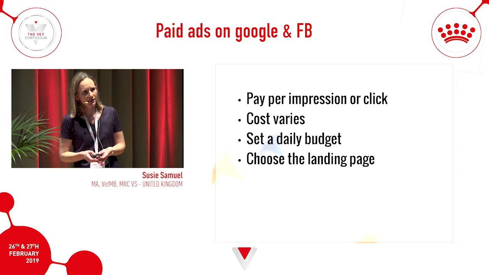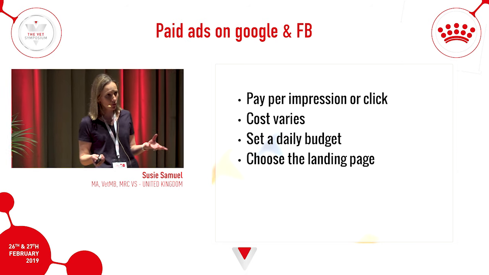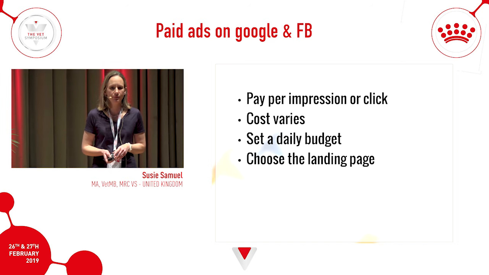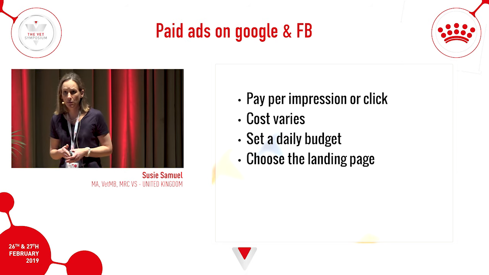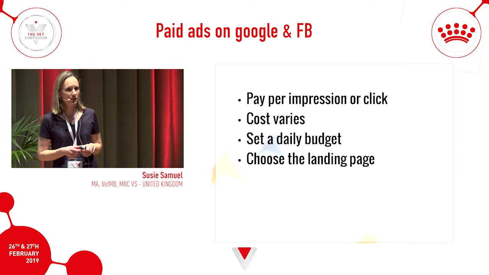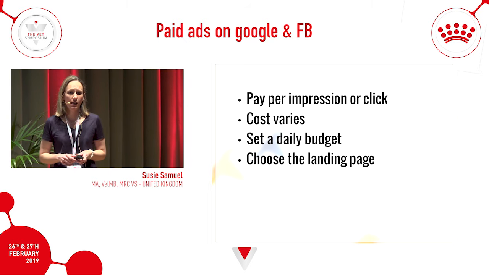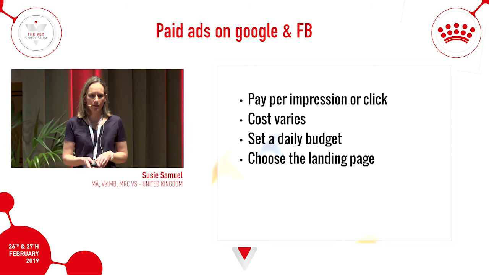The cost that you pay per 1,000 impressions varies depending on which type of people you're targeting, where they live, how much competition there is. Again, as with Google, you set a daily budget. The minimum daily budget that you can spend in the UK is £1, and that translates approximately into other currencies. And you can choose the landing page, or you can target the Facebook ad back to Facebook.